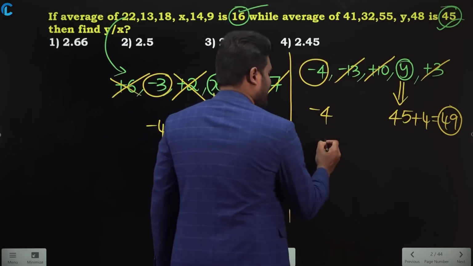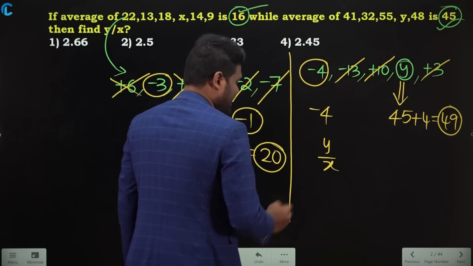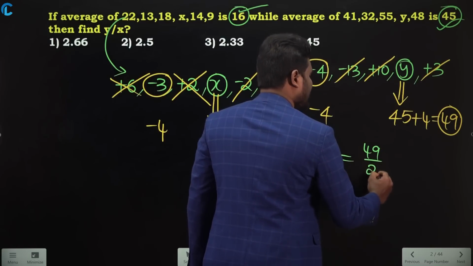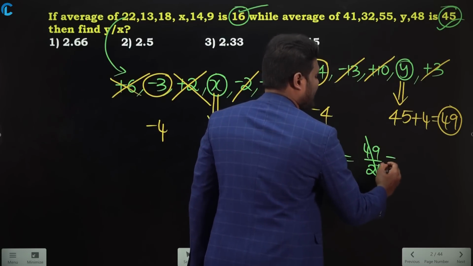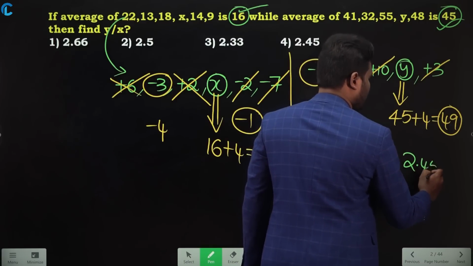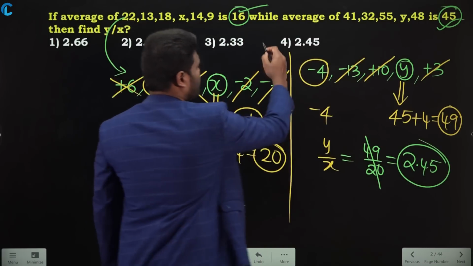Your question is to find what is y by x. So if you calculate y by x, where the y value is 49 and the x value is 20, this is going to be 2.45. Yes or no? 2.45. So the answer is the fourth option.